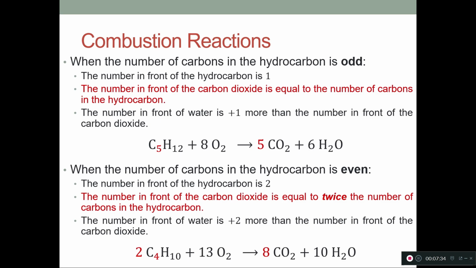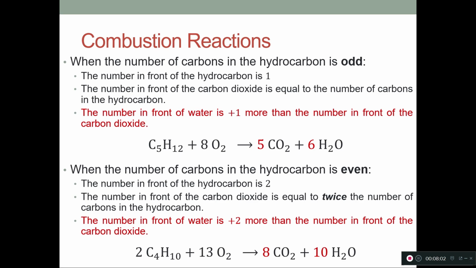And when the number of carbons in the hydrocarbon is odd, the number in front of water is plus 1 more than the number in front of the carbon dioxide. But when the number of carbons in the hydrocarbon is even, the number in front of water is plus 2 more than the number in front of the carbon dioxide.